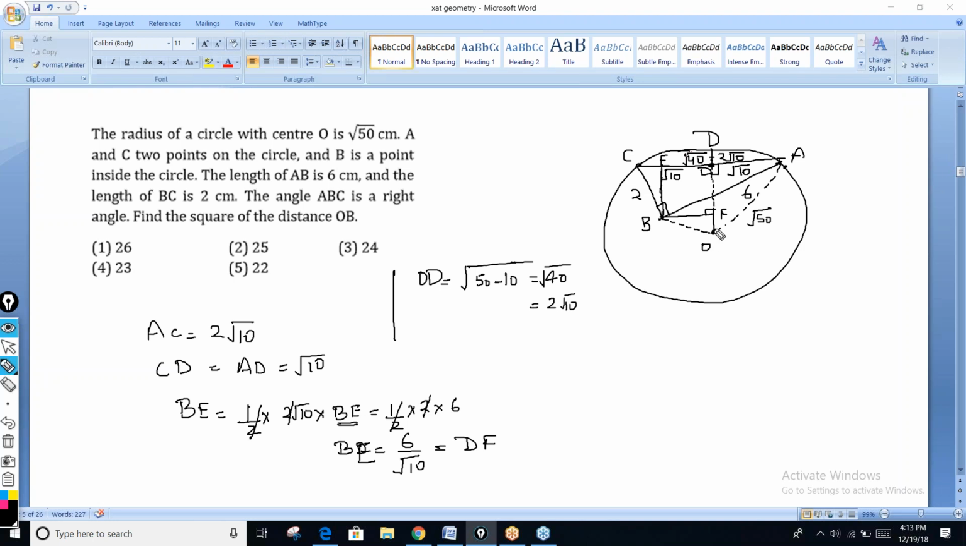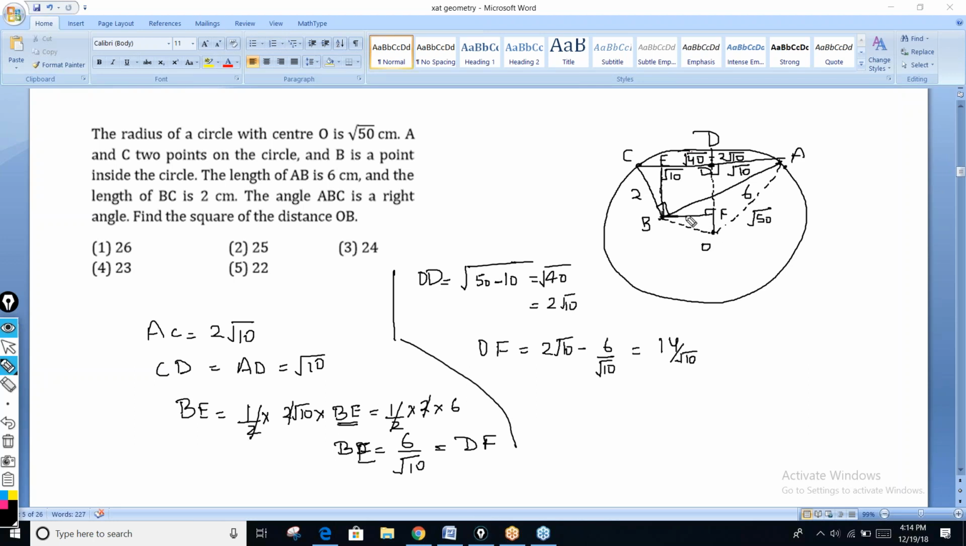So if OD is 2 root 10 and DF is 6 upon root 10, can you tell me the value of OF? OF comes out to be, if I subtract 2 root 10 minus 6 upon root 10, I'll get the value of OF. The complete length we know, OD we know, DF we know. So if I subtract OD minus DF, I'll get the length of OF. So that is 20 minus 6, 14 upon root 10. That is OF. So you get OF, we need to find OB.